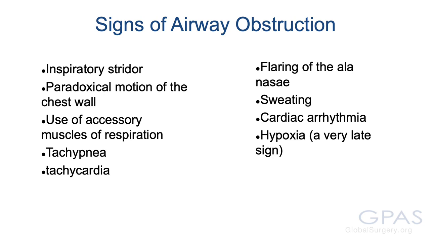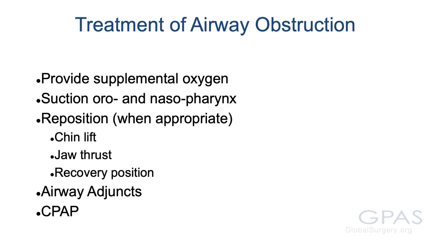Hypoxia is often a late sign of upper airway obstruction and therefore is an ominous sign. In order to treat airway obstruction, we must provide oxygen to the patient and clear the airway through oral or nasal suctioning. In case that does not help, we can reposition the head by performing maneuvers like the chin lift and head tilt, the jaw thrust, or putting the patient in a recovery position. We may also use airway adjuncts like the nasal airway or the oropharyngeal airway, and we may also use continuous positive airway pressure.